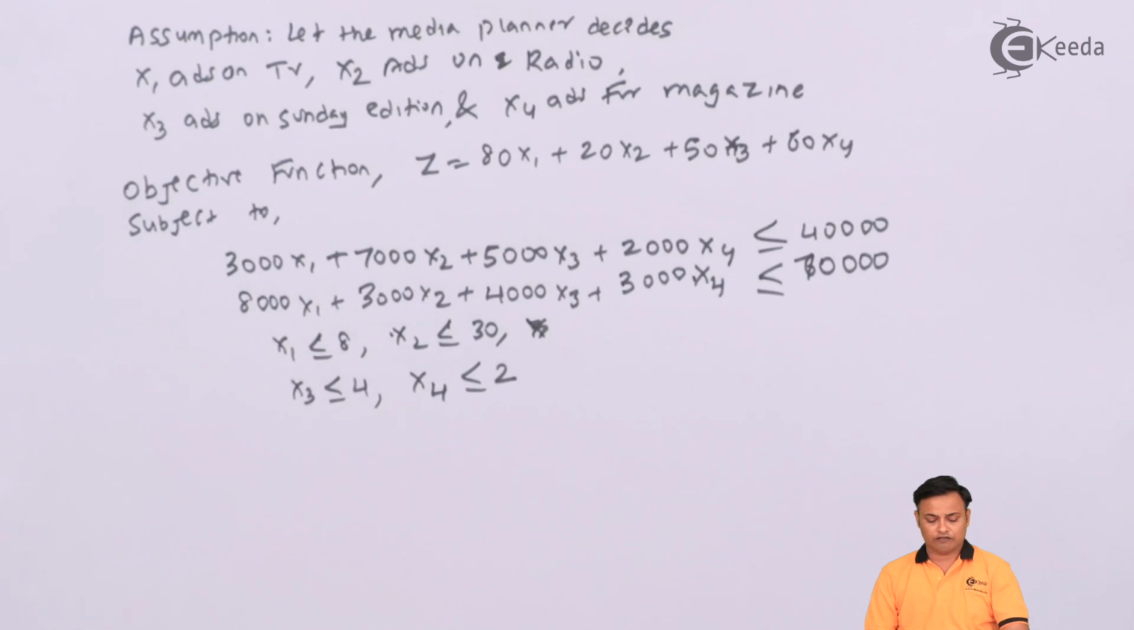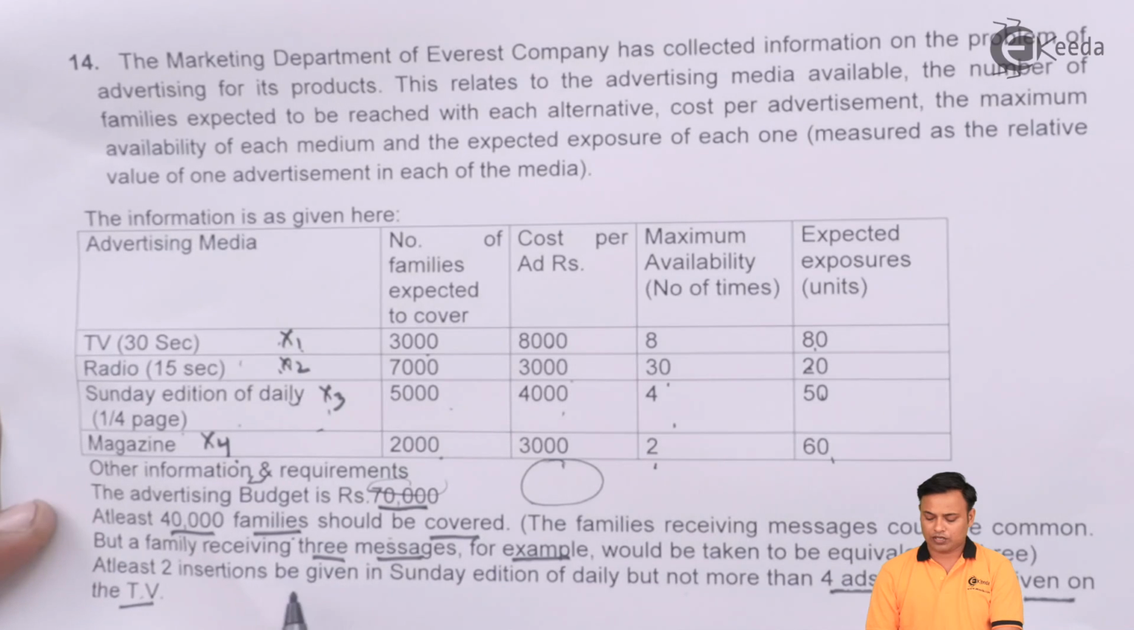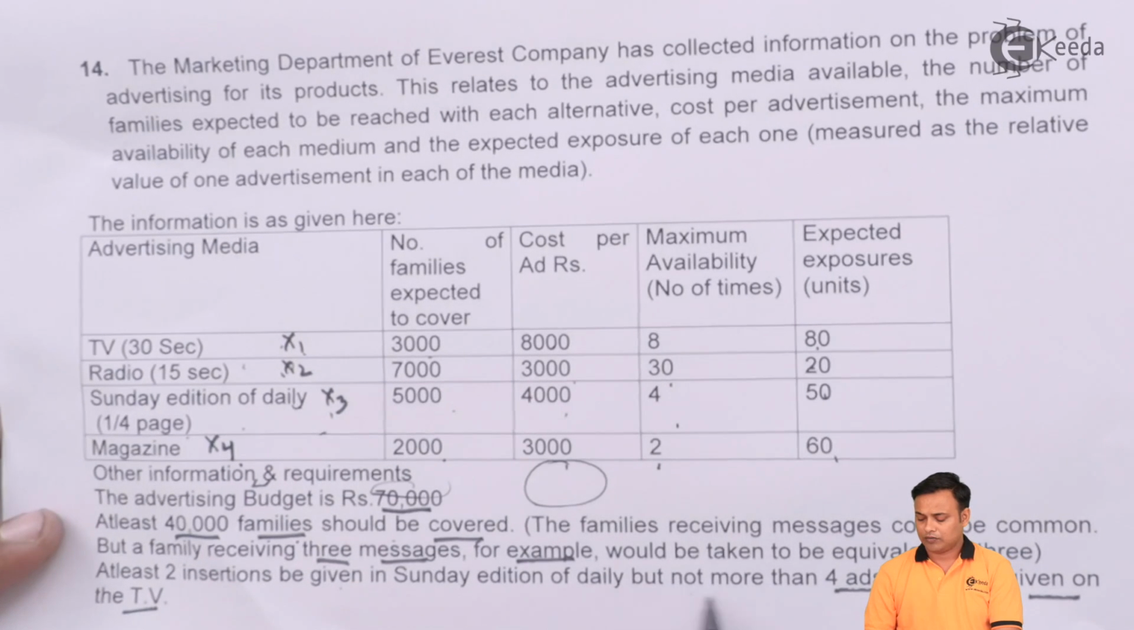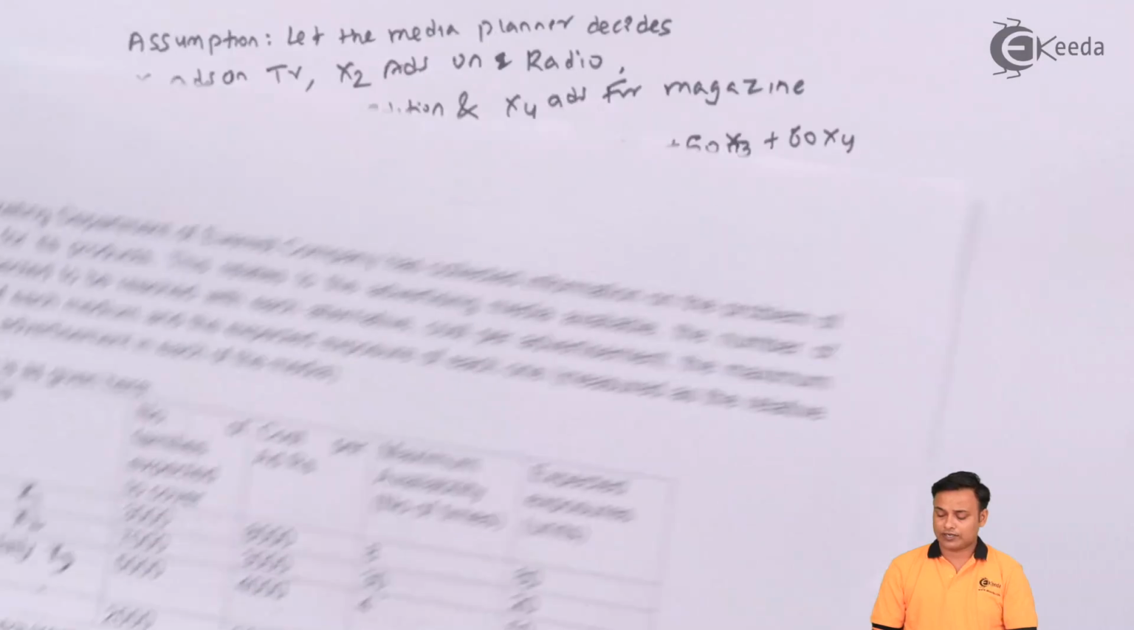So this is our basic assumption plus objective function and four constraints right now. One is for the number of families to be covered, then cost, maximum availability, and the last one is expected exposure. We need at least 2 insertions to be given in Sunday edition of the daily, but not more than 4 ads should be given on the TV.